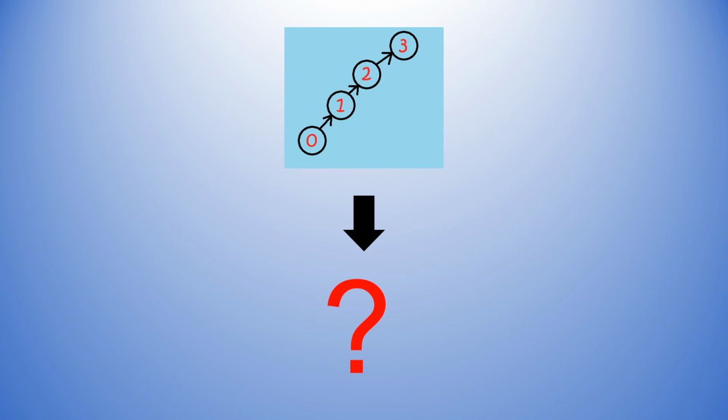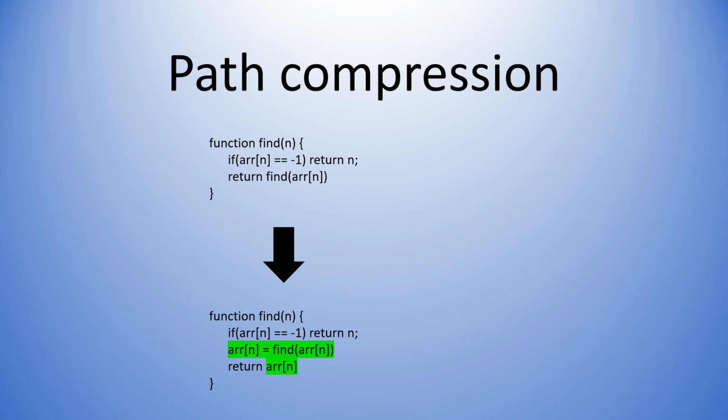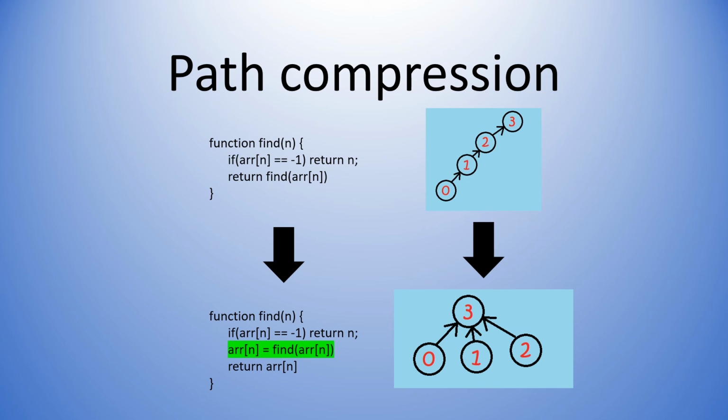Then you may come up with the question, why don't we do something in the process of the find function? Why don't we just change the parents of nodes in the path to the final root node? Actually, we can do it by making a very small change to our find function. We just modify the value of the nodes in the path to the result of the final root node, and then return its value. Our graph will become this. It is much flatter than the previous one. And this small improvement is called path compression.